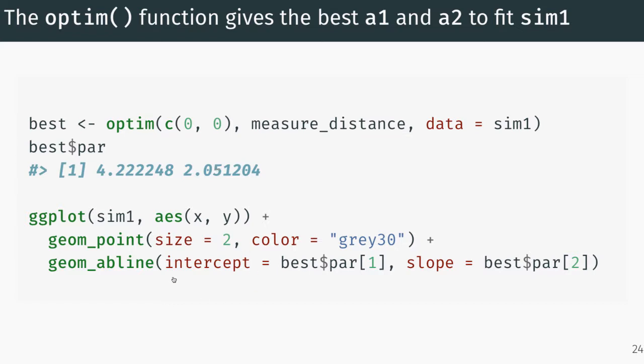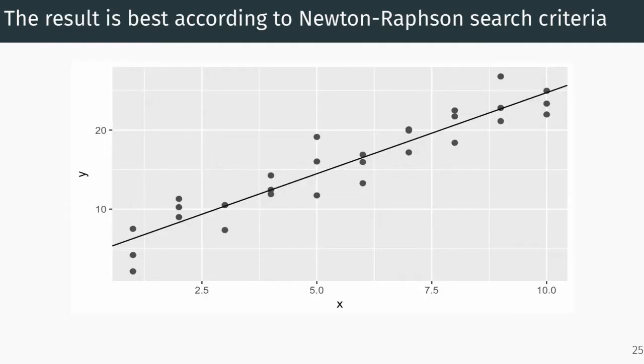So now we can plot this, and keep in mind these numbers, 4.22 and 2.05. These are actually the best numbers that we could get. Okay, so we plot that, and that is the best line that we could get according to the criteria of Newton-Raphson search. So there's a name for what optim does. It's called Newton-Raphson search. You probably have encountered Newton's method, and so this is a refinement of it.